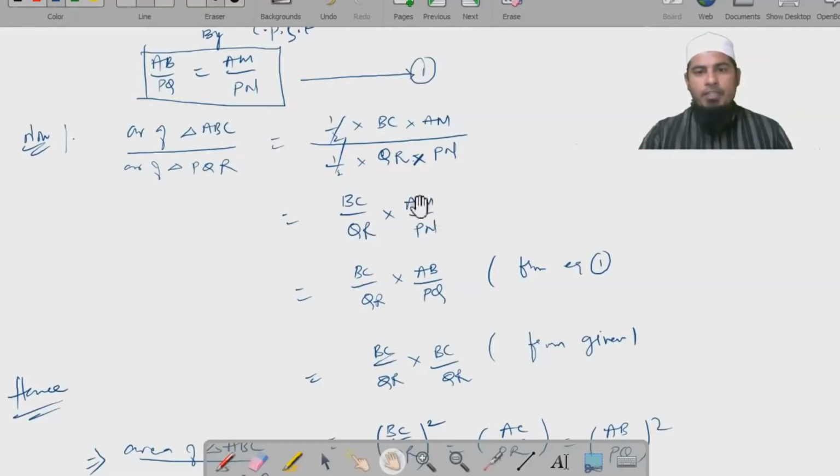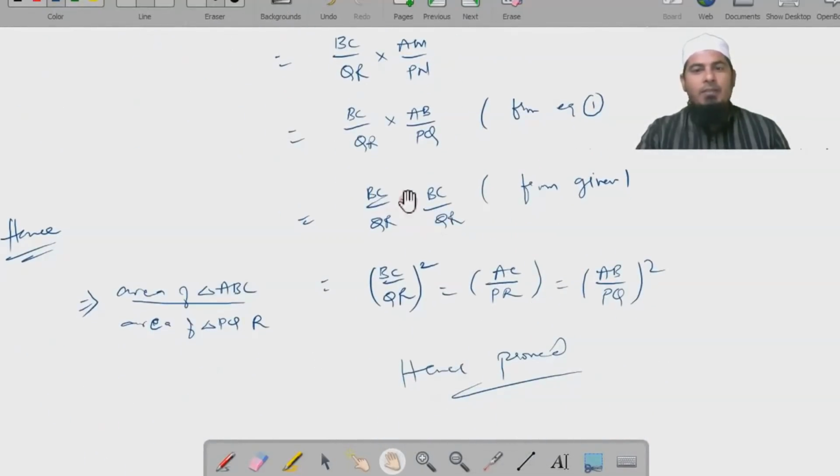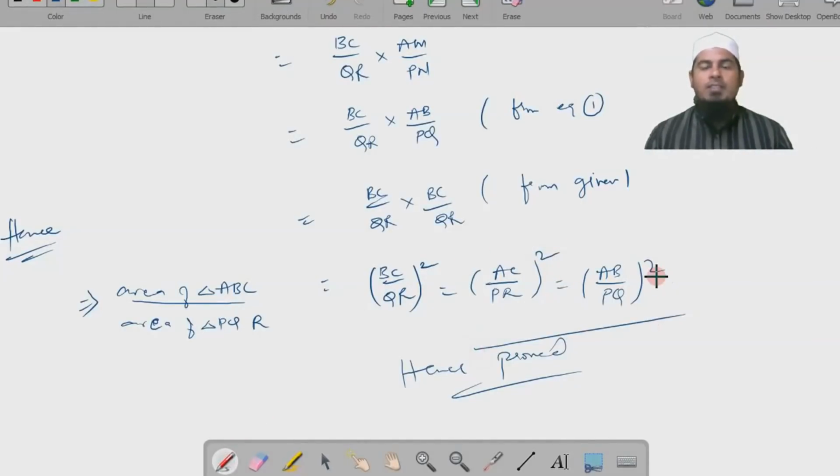Instead of AM by PN we can write AB by PQ, and this AB by PQ from the given is equal to BC by QR. So we have changed it and we'll get BC by QR whole square, and this ratio is equal to AC by PR is equal to AB by PQ, and everywhere the squares will be. Hence the proof of this theorem. I hope you understood this.